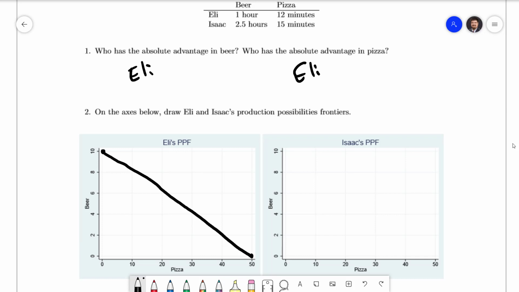Going over to Isaac, it takes him 2.5 hours to make a beer. He's got 10 hours, so he could produce up to 4 beers. It takes him 15 minutes to make a pizza, so that's 4 every hour, so that could be a total of 40 pizzas. Connect those two up, and that's going to be Isaac's PPF.